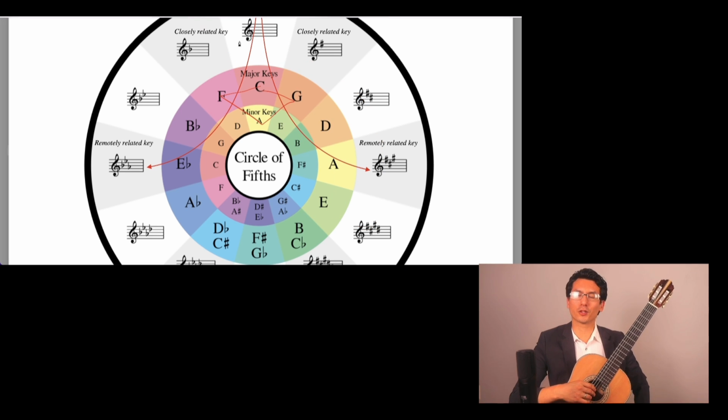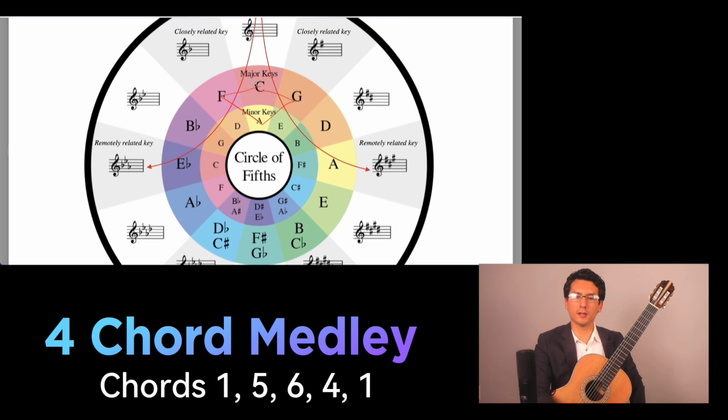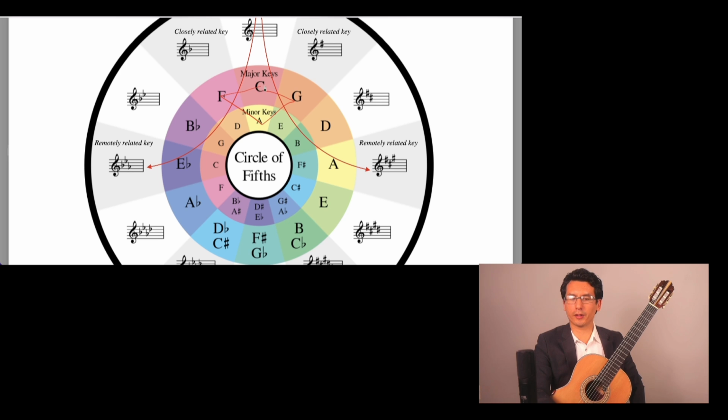The final chord progression I want to show you is sometimes called the 4-chord medley, or the Axis of Awesome chord progression. And it's made up of 4 different chords. The chords are 1, 5, 6, 4, 1. You can see how on the circle it kind of creates a diamond shape. We go from 1 to 5 to 6 to 4 to 1.